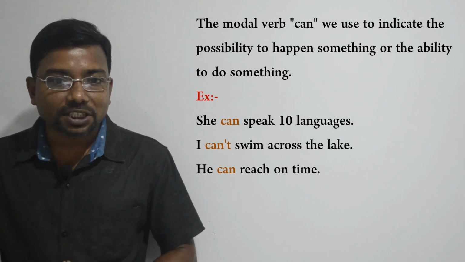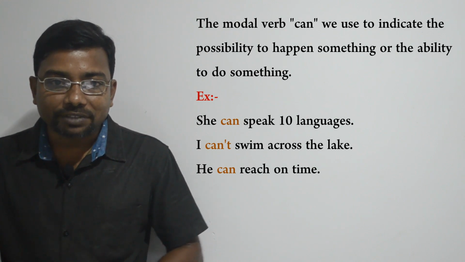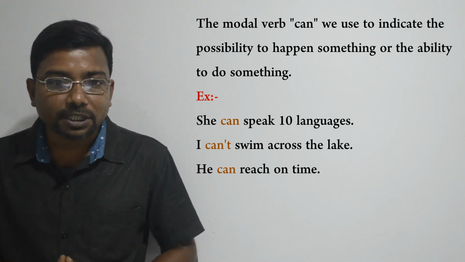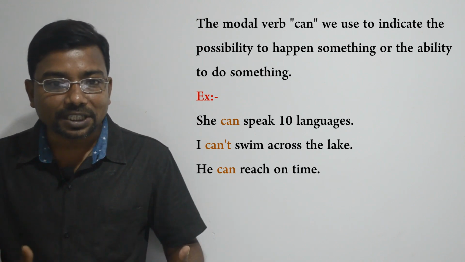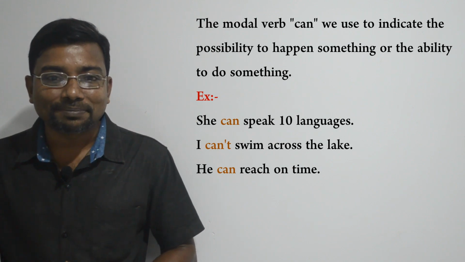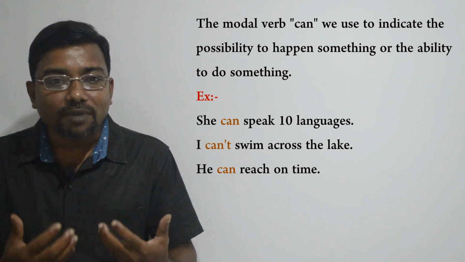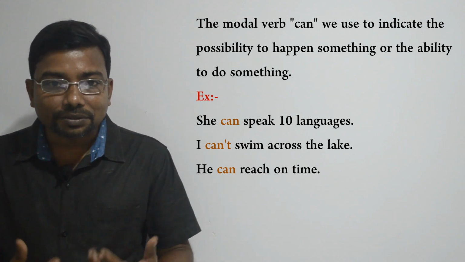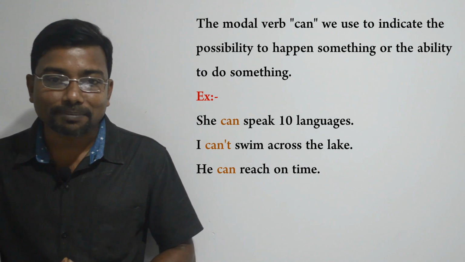Okay, move on with the last one. He can reach on time. Here we use the modal verb can to show possibility to happen something. He can reach on time. It means it's more likely to happen that he reaches on time. Okay everyone, when you consider this whole example, it's clear we can use the modal verb can to denote possibility to happen something or ability to do something.